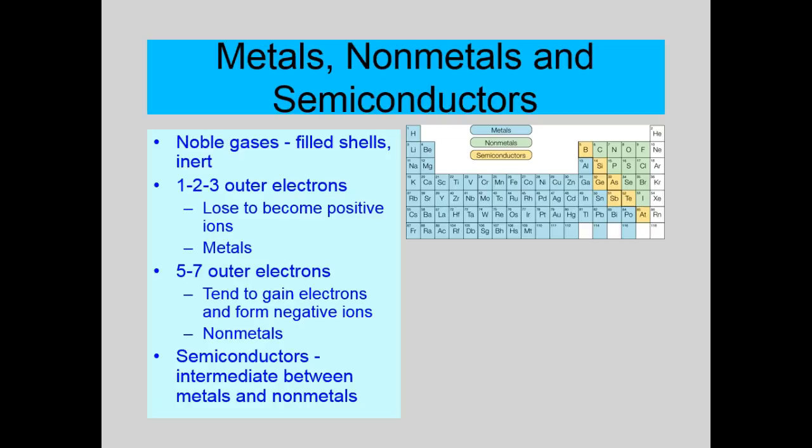Your semiconductors are a little bit metal-like, but also non-metal-like, so they're semiconductors. Okay. In your book, they're purple, green semiconductors, and sort of tan for your non-metals. And in the book, they list the noble gases as non-metals too. Okay. Any questions on that?